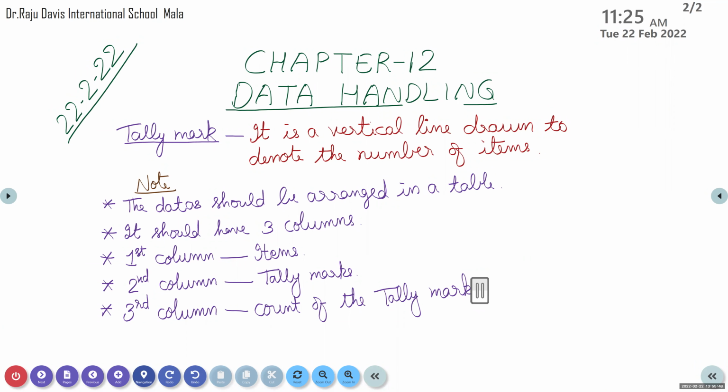Is this all, ma'am? Yeah, it's over. Now I'm going to give one question. We need to draw the table and write. The items will be given over there by me. What you have to do is draw a table with three columns. First column, items. Second, tally marks. And the third one, the count of the tally marks.